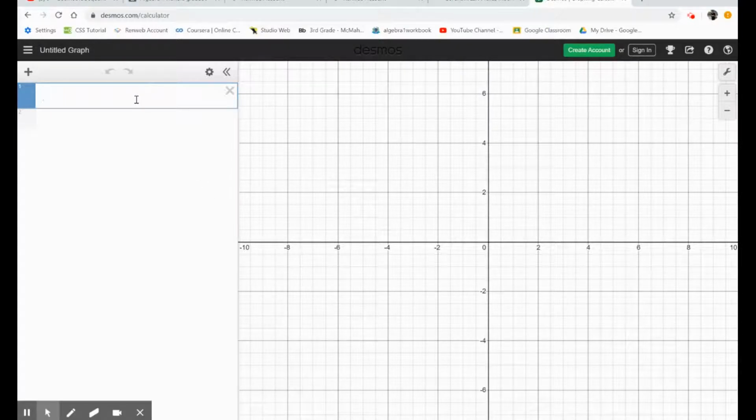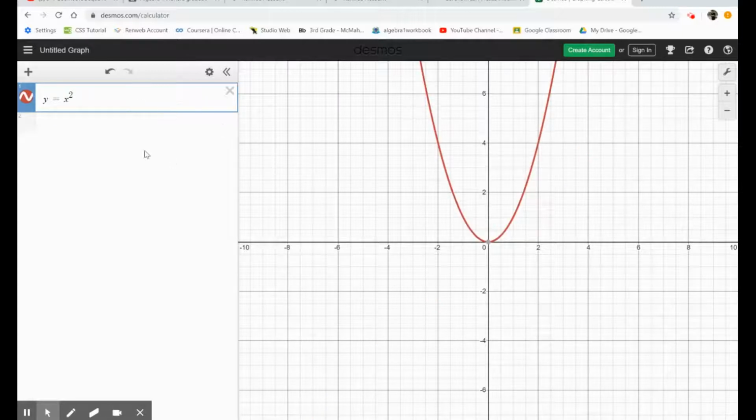Let's draw our basic quadratic function, y equals x squared. We can see it over here on the right. Here's our basic parabola. It has a vertex at 0, 0. And let's see what happens when we change our quadratic functions.